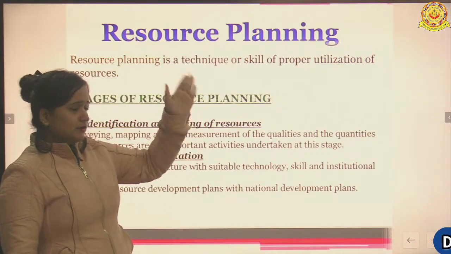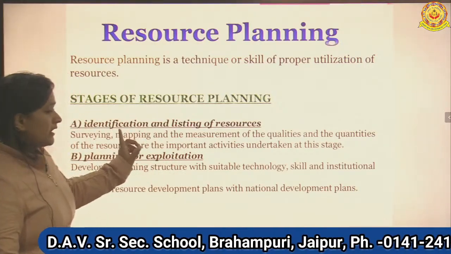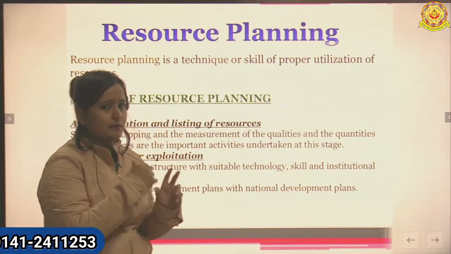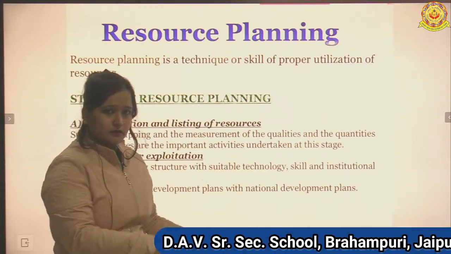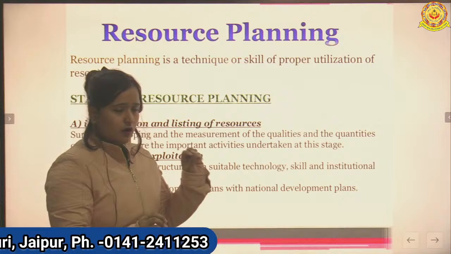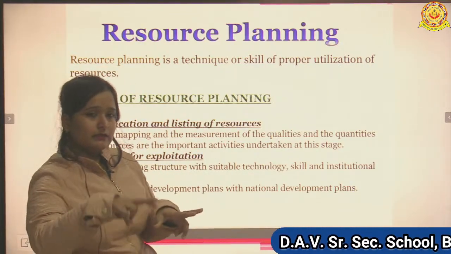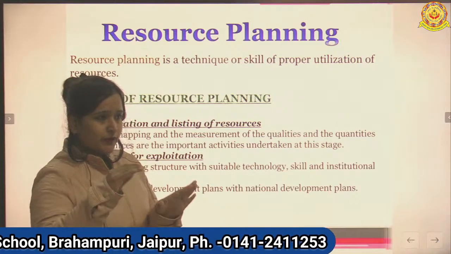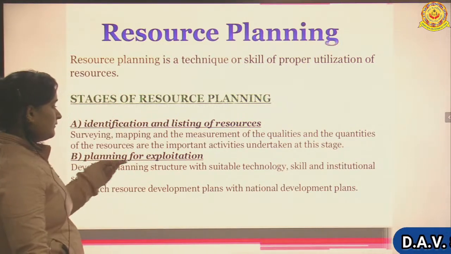I have just now given the example of 100%, 50% and 25%. It is the same thing: if we are getting a particular resource in 100% amount, we have identified that this much we have got from nature or from anywhere. Listing means that this much amount we need right now, at the present time, and for the remaining portion, we can plan for the exploitation.